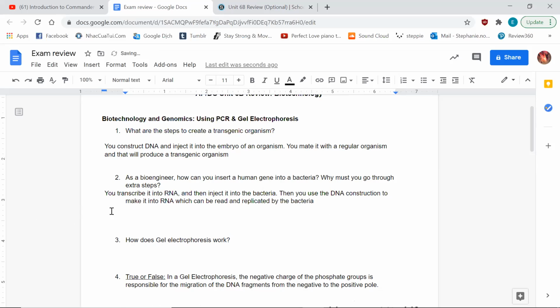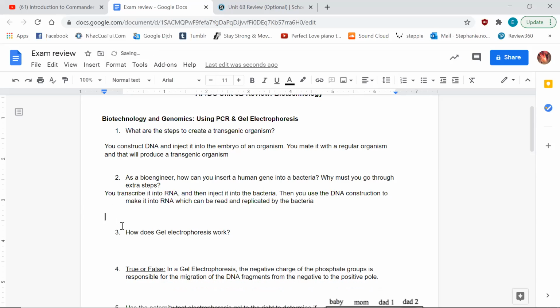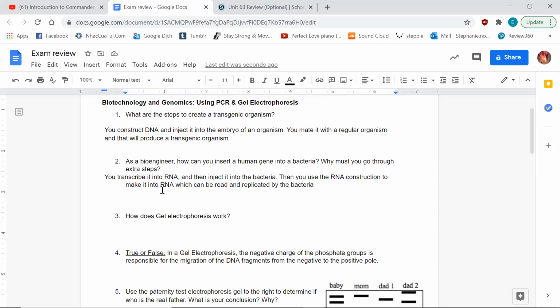There you go. Right. So you would use, sorry, I put DNA. It should be RNA here. So first you transcribe it into RNA, then you take that chain, modify it around so that it can be properly read as a construct DNA, and then throw it into a bacteria.